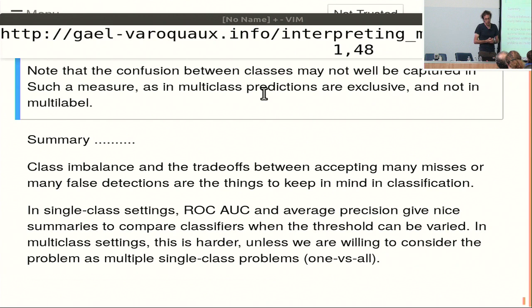And the other thing that you need to keep in mind is the distribution of your errors. Basically, a miss or a false detection might not have the same cost. If you're in a single class setting, the area under the curve is a good way of looking at those trade-offs. If in a multi-class setting, then I personally don't have a good way, and I'd be happy to discuss with people.